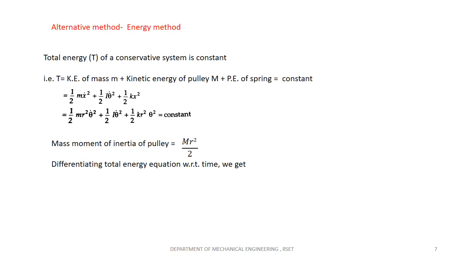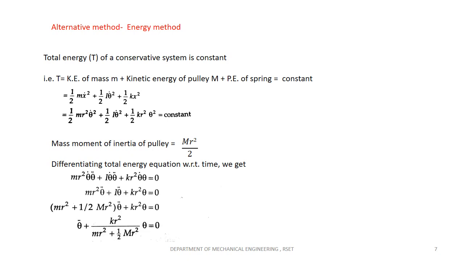Now substituting all these things in that equation and then differentiating the equation with respect to time. So d by dt of 1 by 2 into mr square theta dot square: differentiating theta dot square gives 2 into theta dot into theta double dot. So the 2 cancels with the 1 by 2. That is why there is no 1 by 2 here.